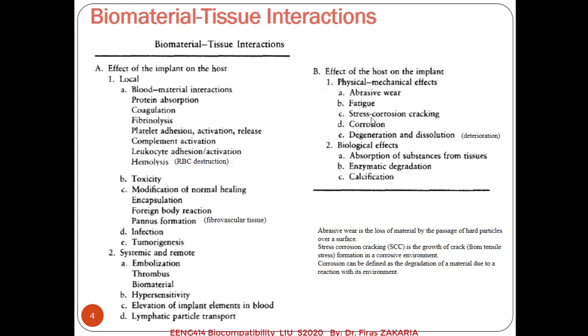Stress corrosion cracking may occur, with the formation of cracks. Corrosion is the degradation of the material due to the reaction with its environment, here the internal environment, meaning the reaction of the host. Another effect is degeneration and dissolution, in other words deterioration of the material. We also have biological effects like absorption of substances from tissues, enzymatic degradation, and calcification.